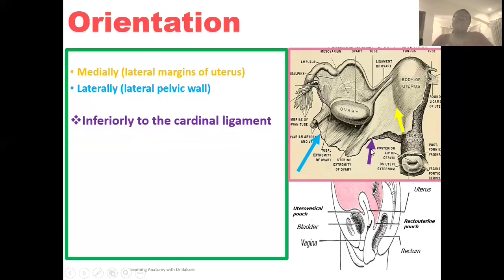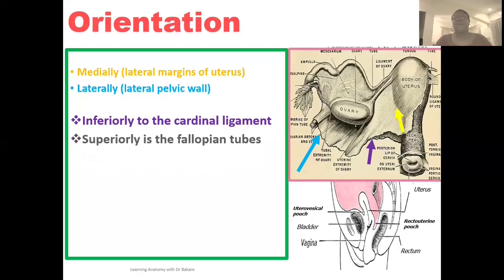This cardinal ligament can also be referred to as the transverse cervical ligament. We'll also be highlighting more on this as we go through this lecture. But just for us to know at this point, the inferior border is connected to the cardinal ligament or the transverse cervical ligament.